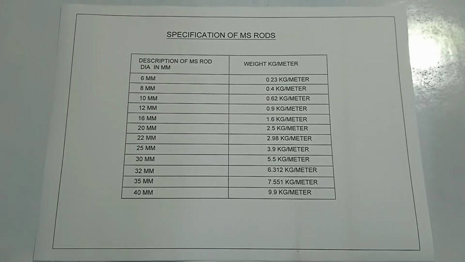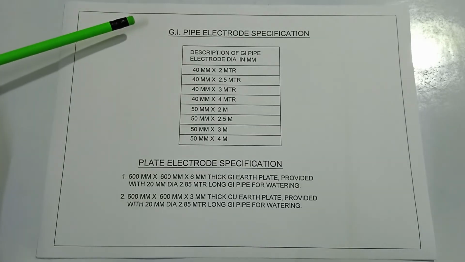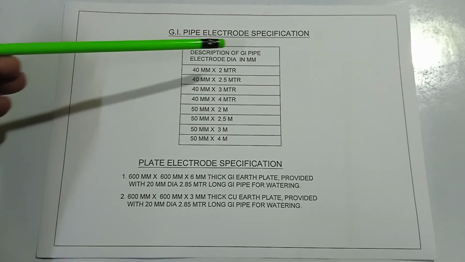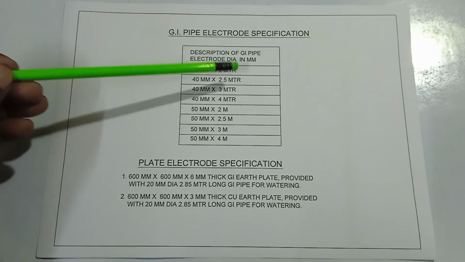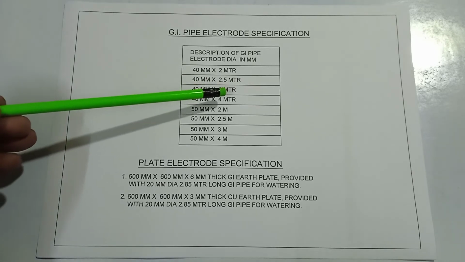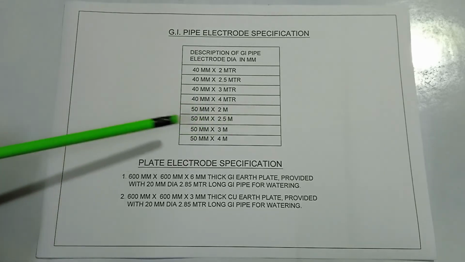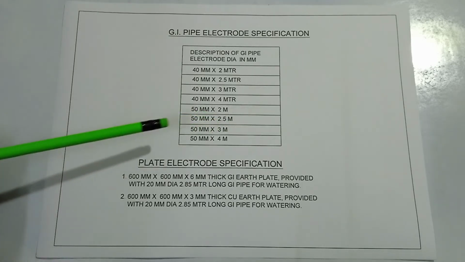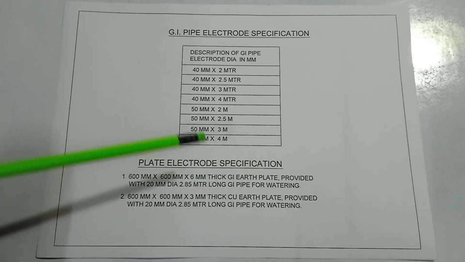Okay, next. Here is the GI pipe electrodes specification. Description of GI pipe electrodes, diameter in mm into length: 40 mm dia into 2 meter length, 40 mm dia 2.5 meter length, 40 mm dia into 3 meter length, 40 mm dia 4 meter length, 50 mm dia 2 meter length, 50 mm dia into 2.5 meter length, 50 mm dia 3 meter length, 50 mm dia 4 meter length.